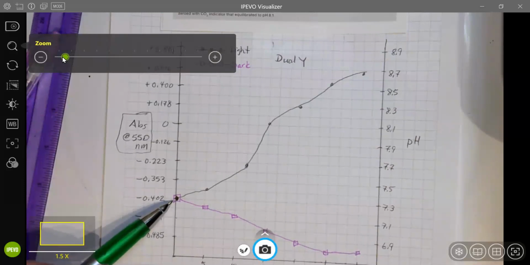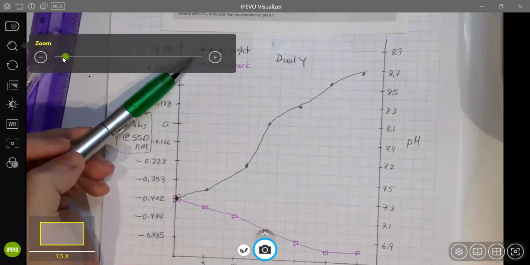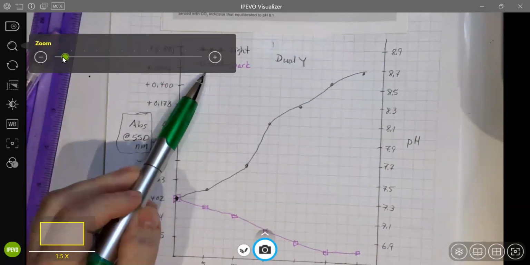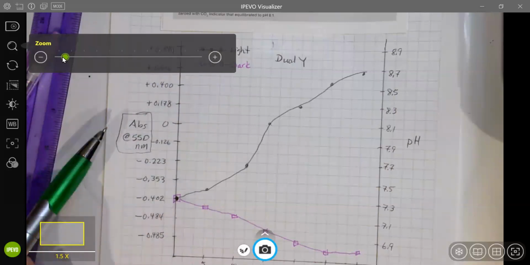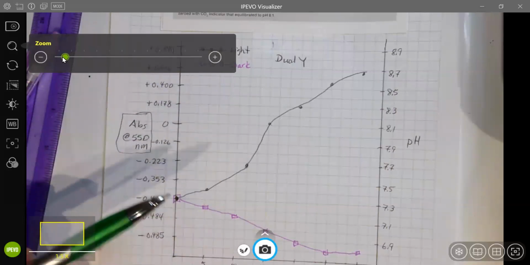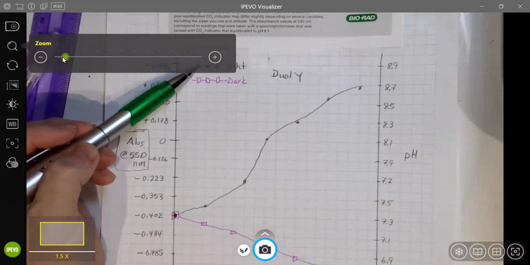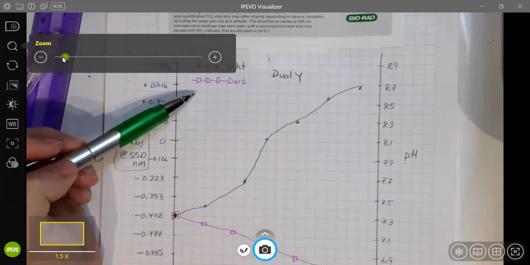You're going to graph your data, and you're going to have two lines on here. One for the tube that was uncovered and left in the light, and one for the tube that was covered with foil and left in the dark. Now, I use two different colors. If you don't have two different colors, that's okay. Another way you can do it, I use circles for the data points for the light tube and squares for the data points for the dark tube.